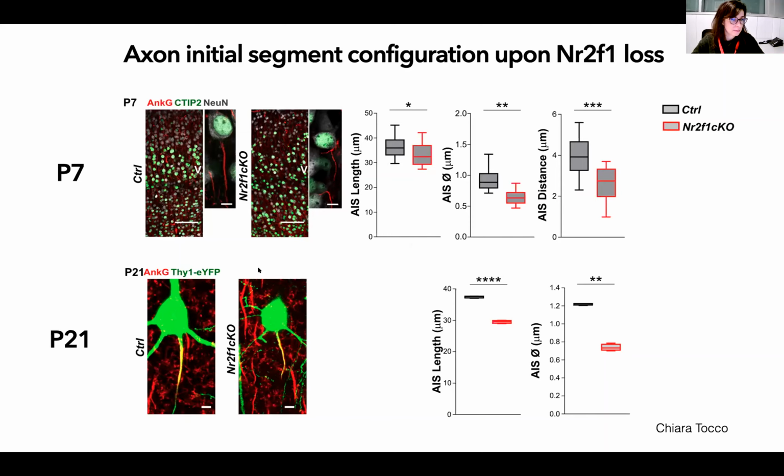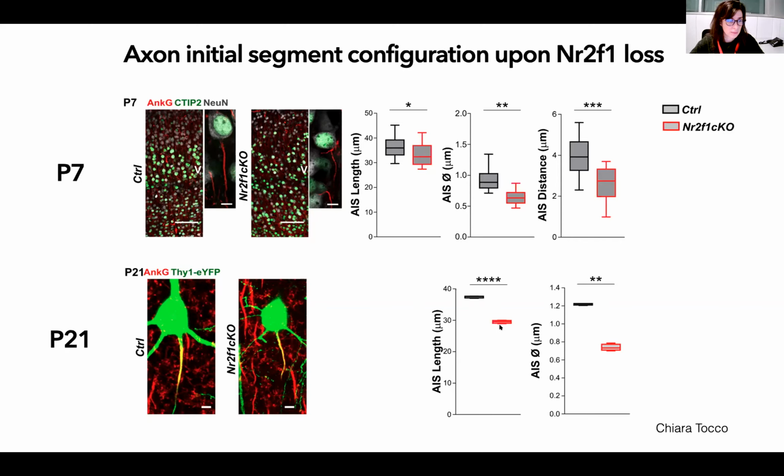And one possible approach to check whether there is a delayed maturation in all of these properties would be to test whether these properties remain altered at later stages, like at P21. So when we checked, for example, for axon initial segment properties or structure at this older stage, we saw that the changes in AIS measurements remained, indicating that there was no delayed maturation, but the neurons remained altered across development.